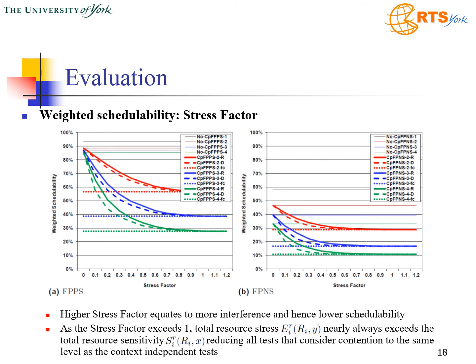In the third experiment, we examined weighted schedulability based on the stress factor. Here we can see that a higher stress factor, in other words, higher values of task resource stress, also equate to more interference and hence lower schedulability. And as the stress factor exceeds 1, then the total resource stress is nearly always larger than the total resource sensitivity, and this reduces all of the tests that consider contention to about the same level as the context-independent tests.